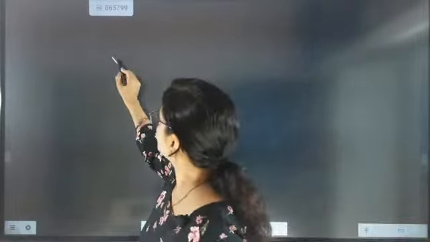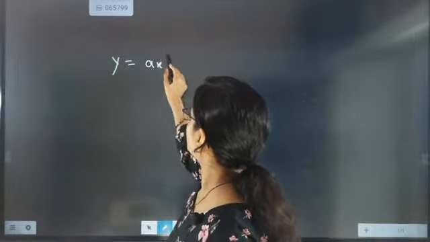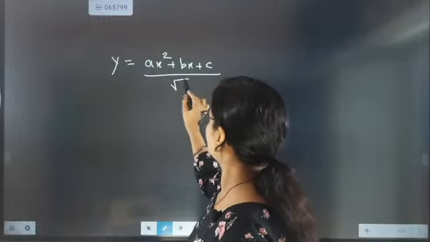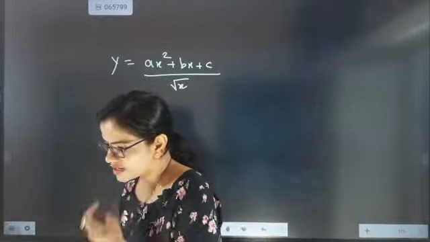Shall we start the class? Now look here. First question for today. First we will start with an easy question. If they give you y equal to (ax square plus bx plus c) by root under x, then how are you exactly going to differentiate?